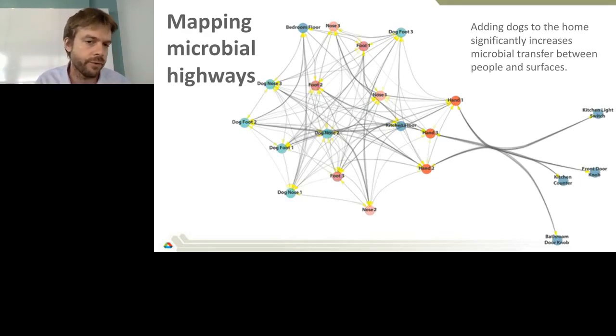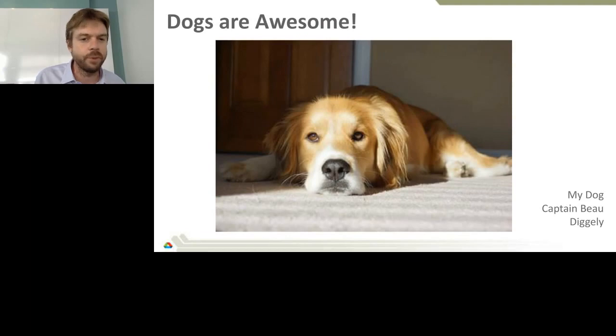In fact, work from Rob Knight's group at the University of California, San Diego, and University of Colorado demonstrated that the microbiome of people that owned a dog was significantly more similar than people who didn't own a dog, because the dog was acting as a conduit to increase microbial sharing between those people. This is important because dogs are awesome.